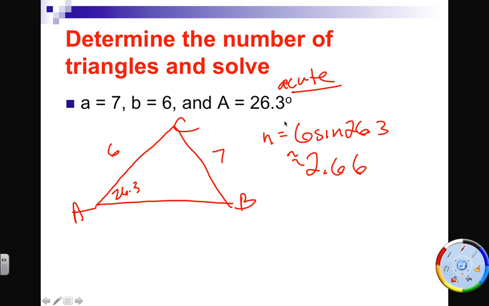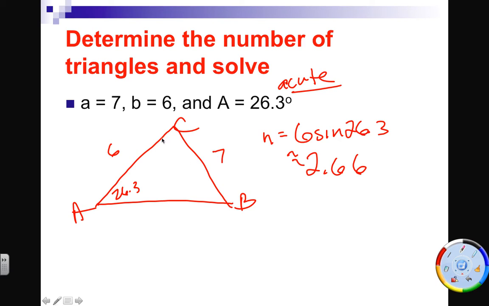Now you look at the first one. Is a less than h? Nope. That means that one's gone. Is a equal to h? No, that means that one's gone. Then you're just looking for, is a bigger than b? Oh, sure enough, a is bigger than b, so I didn't even need to find the height, if you saw that right away.